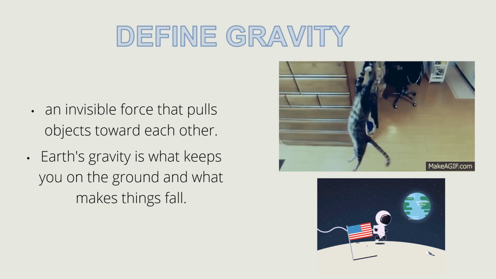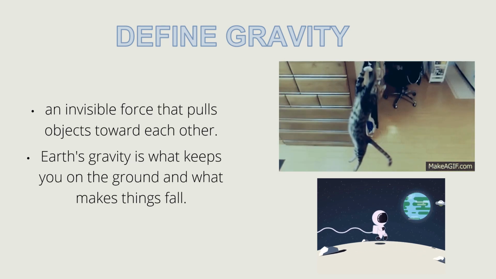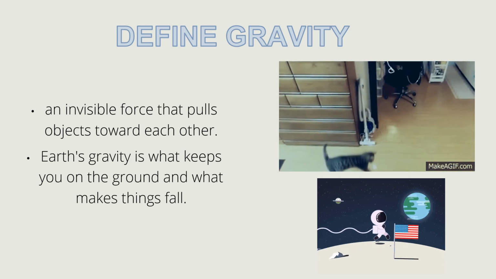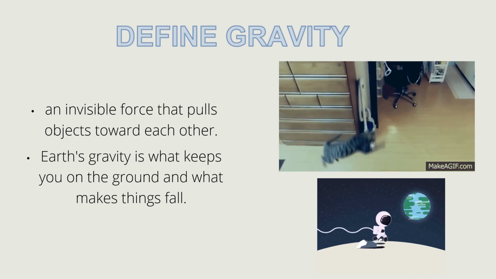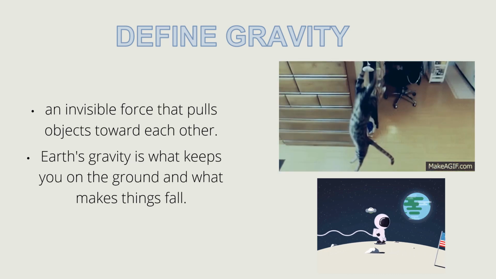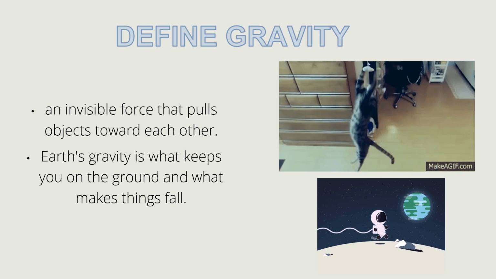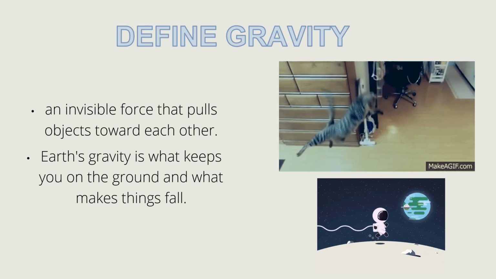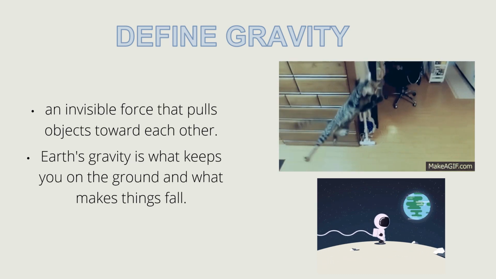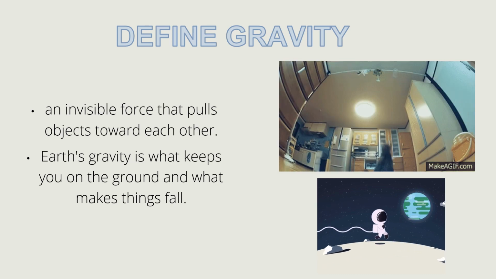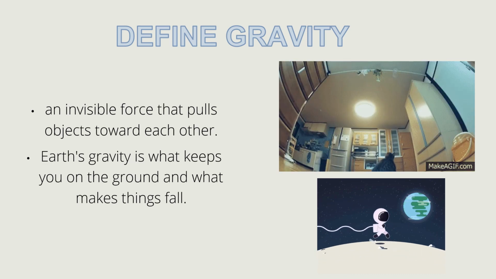Why did I put this cat and why did I put this guy on the moon? Because it's not the same thing walking on planet Earth and walking on the moon or any other planet, because the amount of force that will pull you down is different on different planets. So one more time, gravity is an invisible force, definitely a non-contact force, that is pulling objects down.